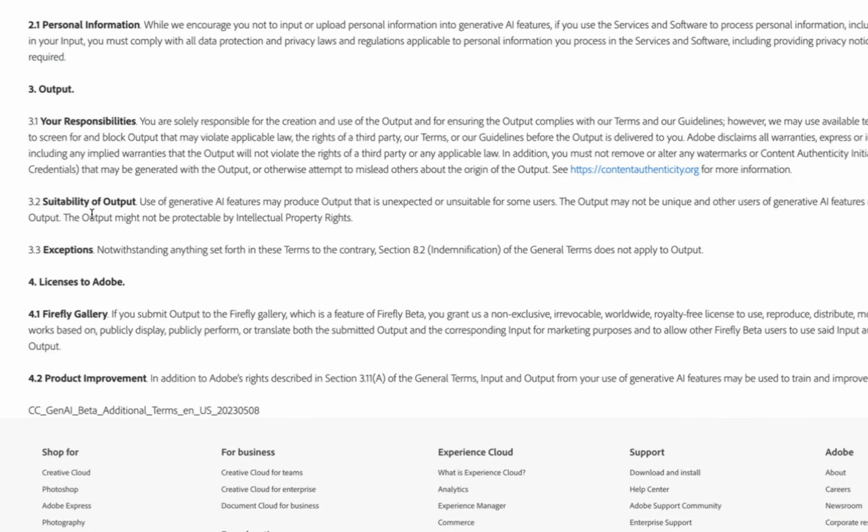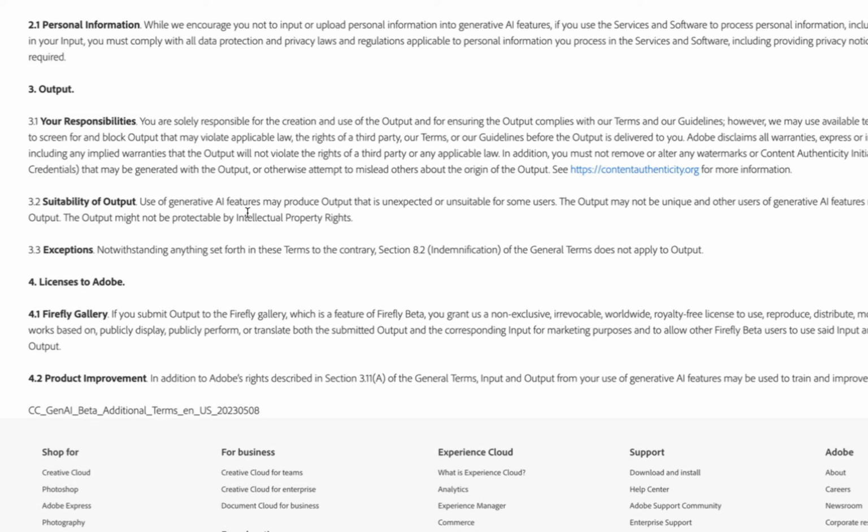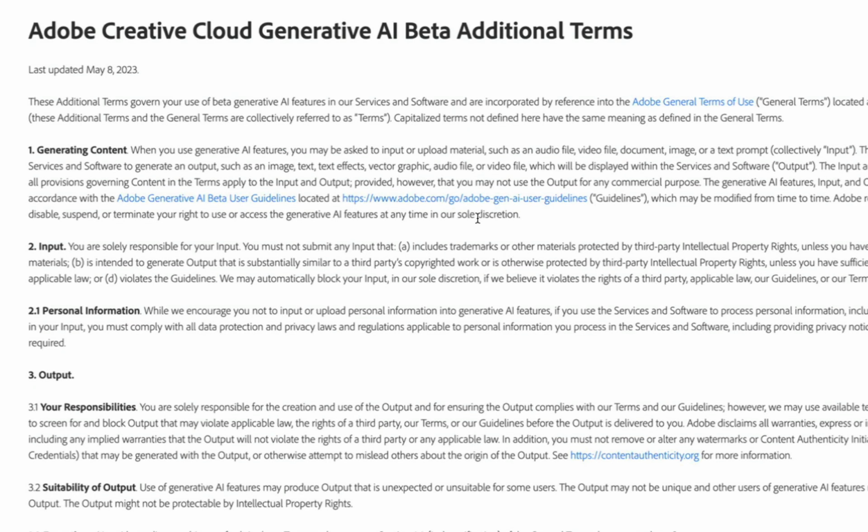Now, let's go down here. Section 3, 3.2, suitability of output. Use of generative AI features may produce output that is unexpected or unsuitable for some users. The output may not be unique, and other users of generative AI features may generate the same or similar output. The output might not be protectable by intellectual property rights. It just goes on and on here with stuff that you can and can't do, and the list is certainly going to be expanded once the final version is released.